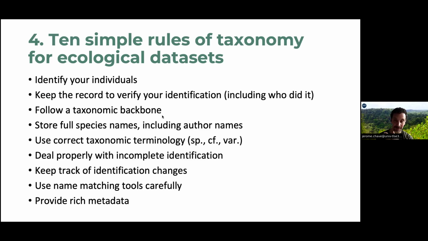cf. and f. and other taxonomic shorthand names. Deal properly with incomplete identification. Keep track of identification changes through time. So this is really a plea for making sure that we attribute the cause of changes in data sets, and we're able to backtrack if there is an error. Use name matching tools carefully.